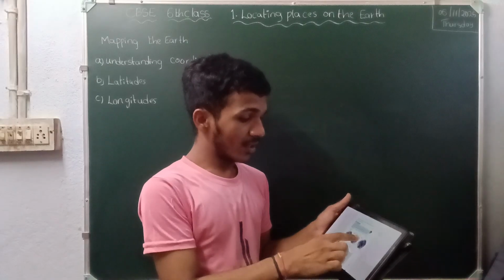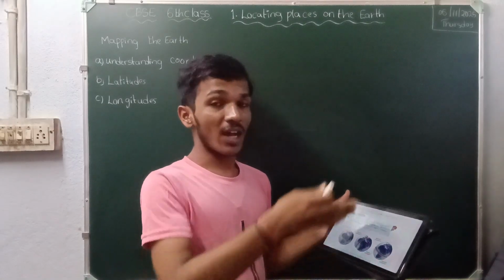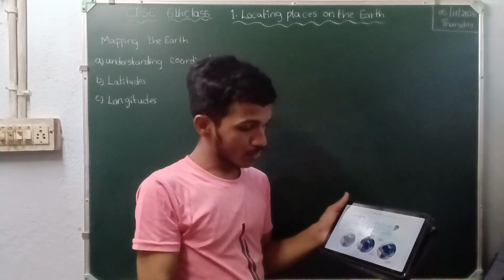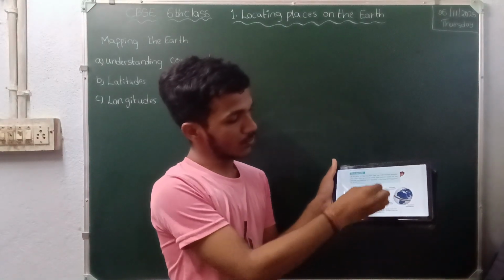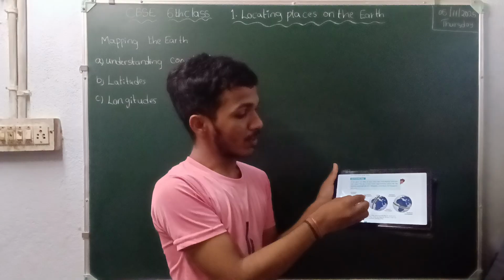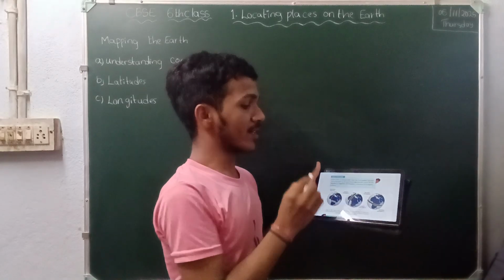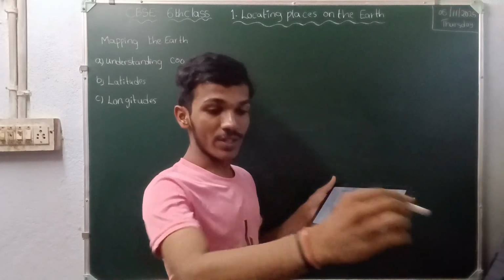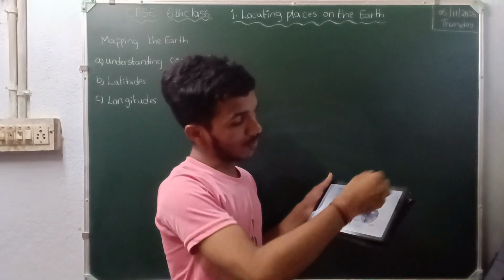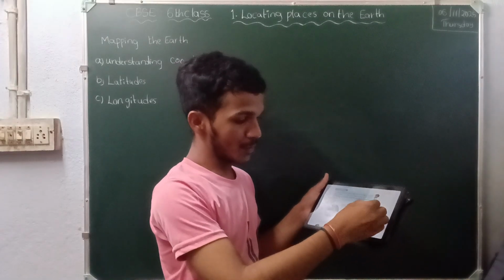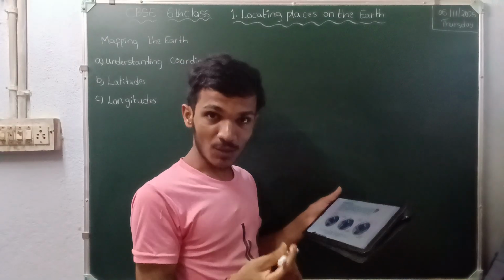If we cut our earth from the north pole to the south pole, in this way it is the western hemisphere and the eastern hemisphere. If we cut horizontally, the top is the northern hemisphere and the bottom is the southern hemisphere.